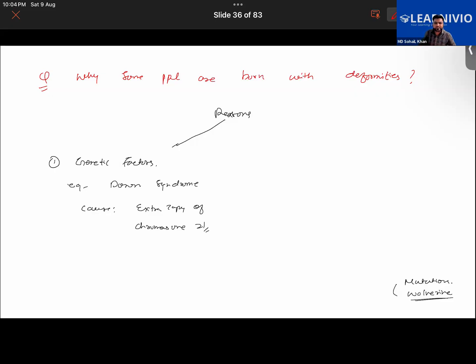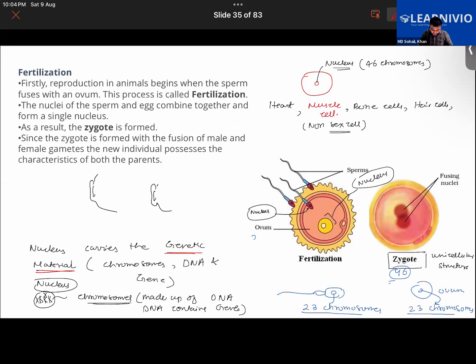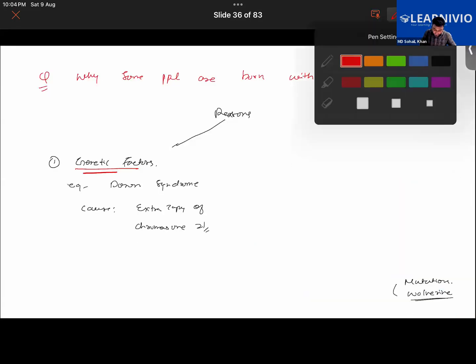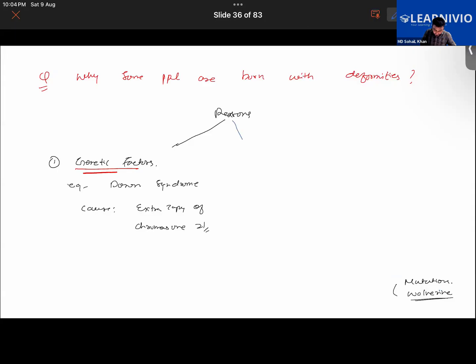So basically, a mutation in one of the genes, which are present in the DNA as I told you, can lead to some birth defects. If there's some mutation in the gene, it can lead to a birth defect. That is the genetic factor for it. Getting it, Aman? Getting it, Mustafa?